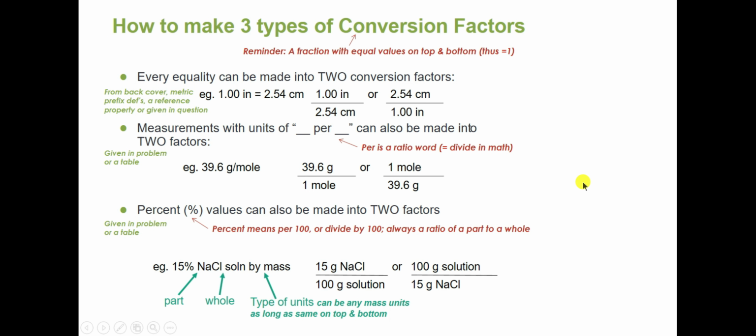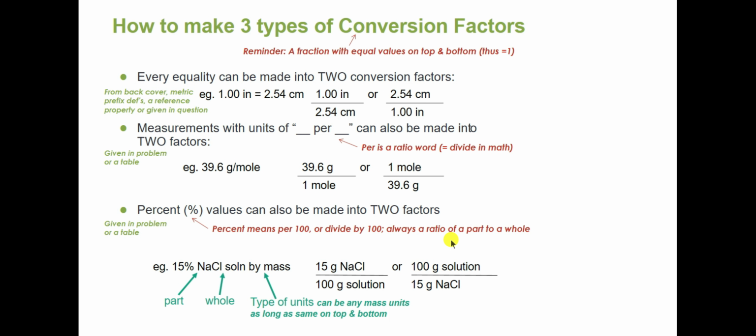The final one that's usually the trickiest is percent values. Again, percent is a mathematical term. Percent means per 100. So I can divide the number given before the percent by 100. And it's always a ratio of a part to the whole thing.